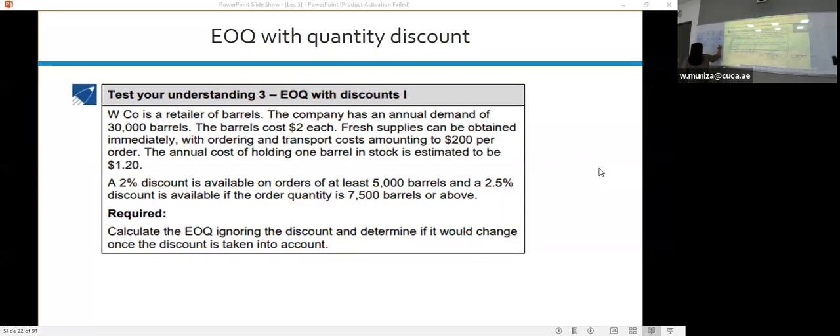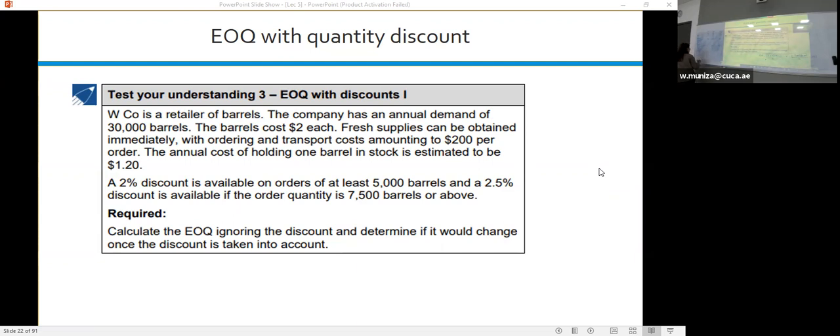$3,000, $4,500. Okay, now purchase cost, that is P multiplied by annual demand. But purchase price is going to reduce. Let me just write it also. For the first case, the purchase cost is 2, simple 2. And annual demand is 30,000.